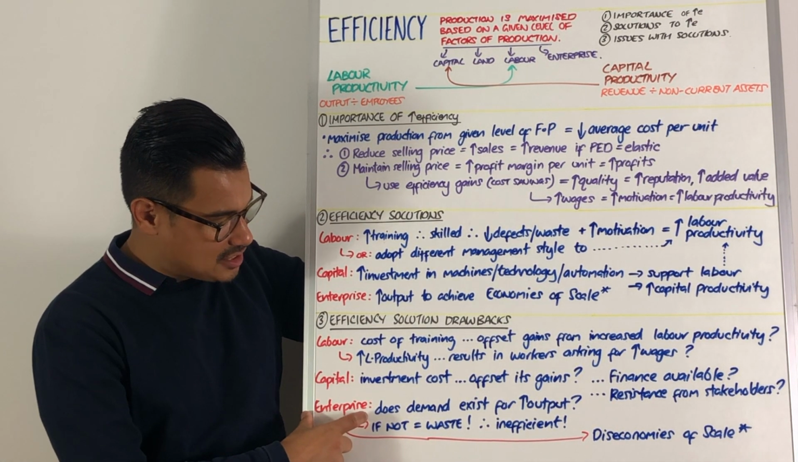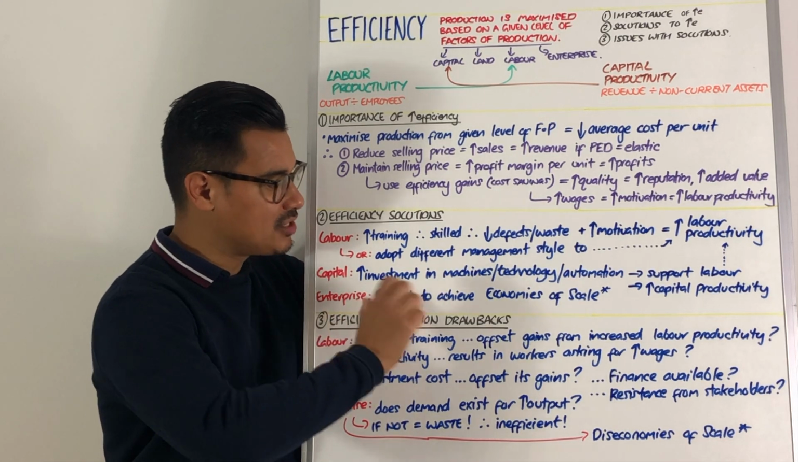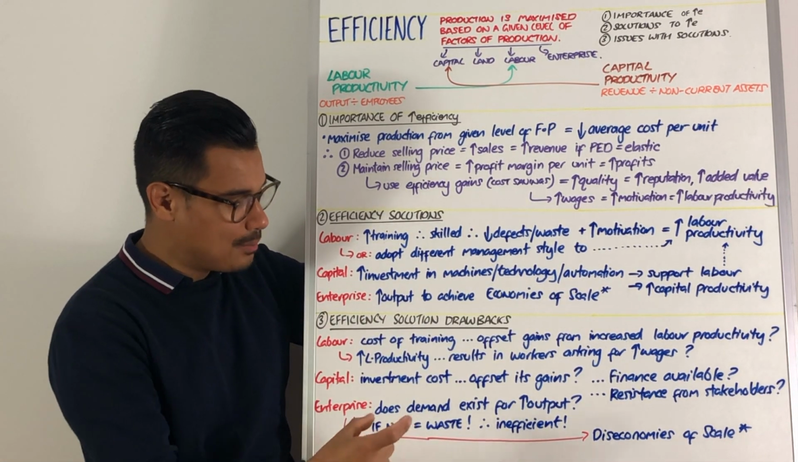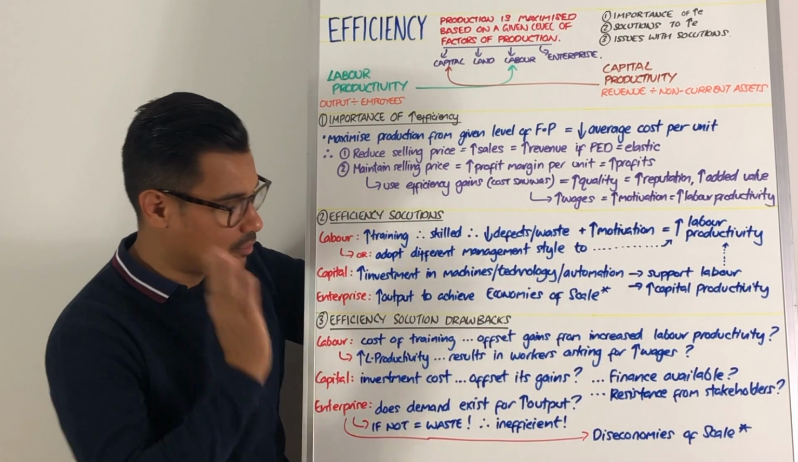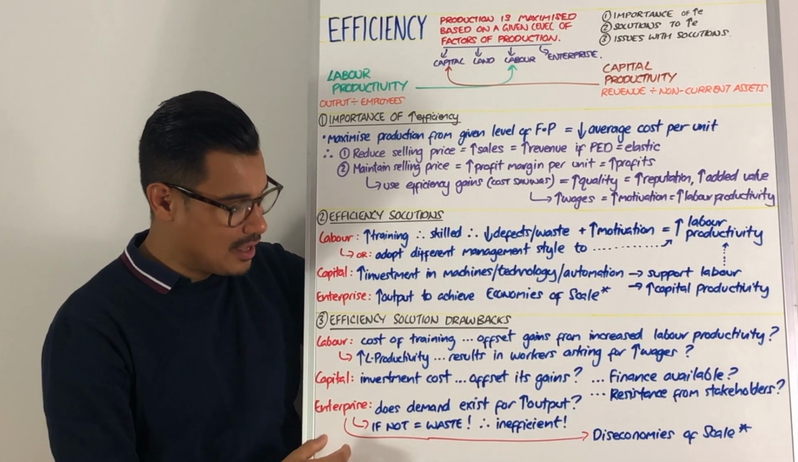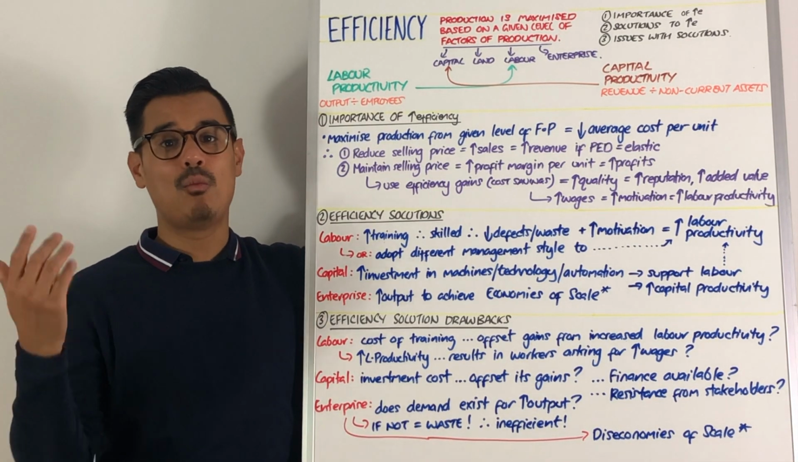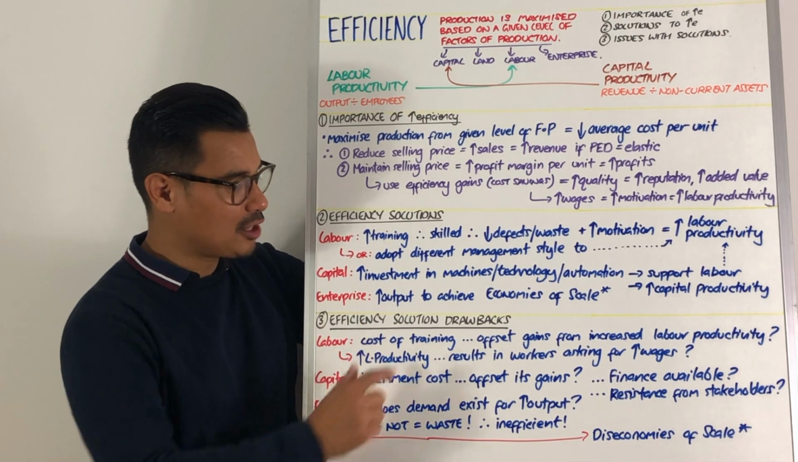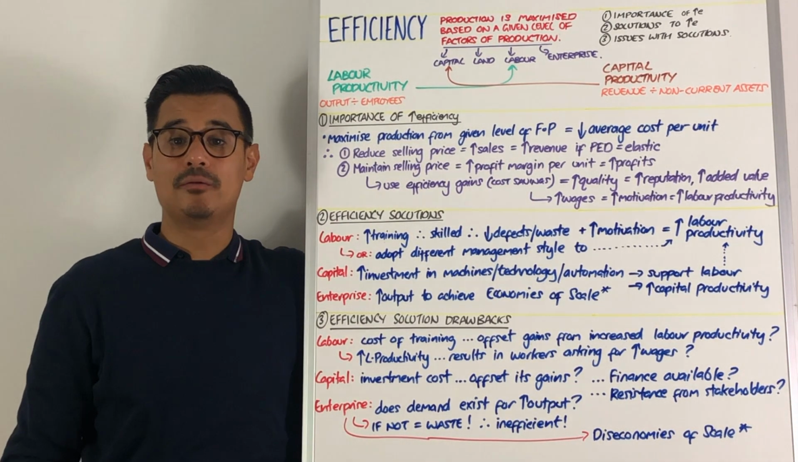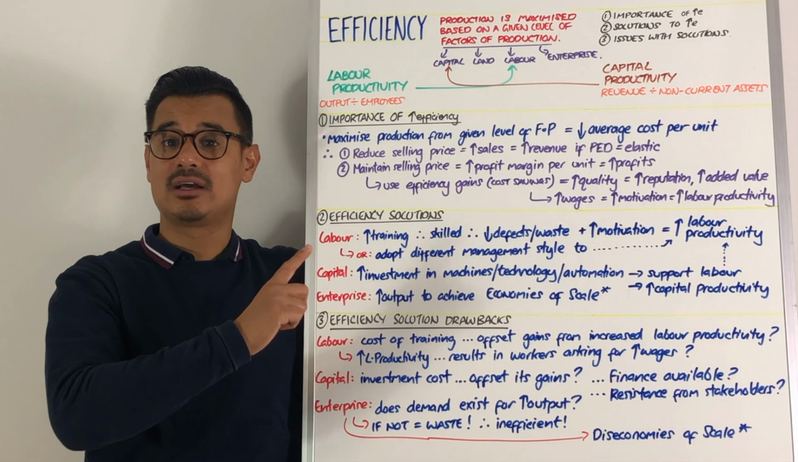And the third thing is enterprise, because it could be that you look to increase output to achieve these higher economies of scale, but does a demand exist for the higher output that comes with economies of scale? With the higher output, is there demand for it? Because if there's not, then there's waste. And waste means inefficiency, not efficiency. And additionally, too much output could lead to diseconomies of scale. And again, for that, see the card up there.